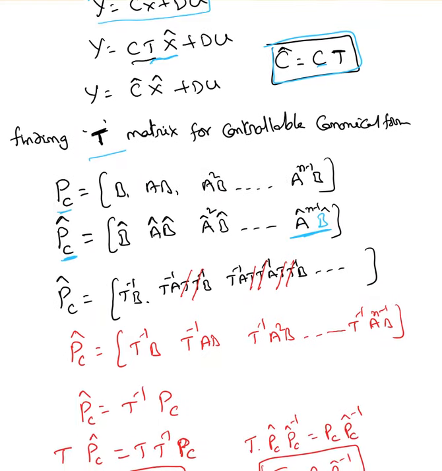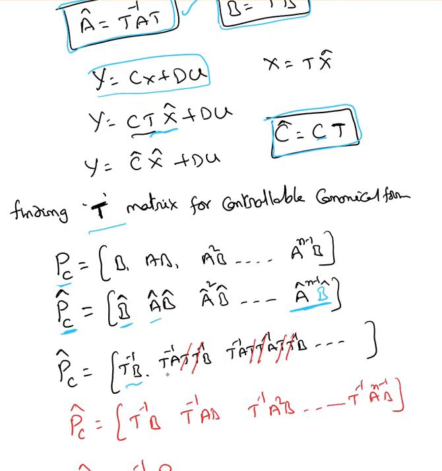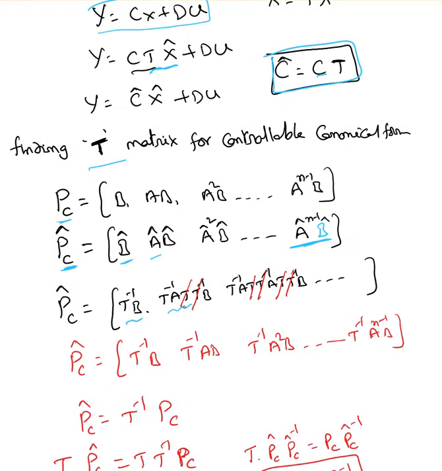Okay, now I'm going to substitute b hat equal to T inverse times B, and in the same way A hat equal to T inverse times A times T. So T inverse A T, T inverse B, T inverse A T, T inverse A T, T inverse B.